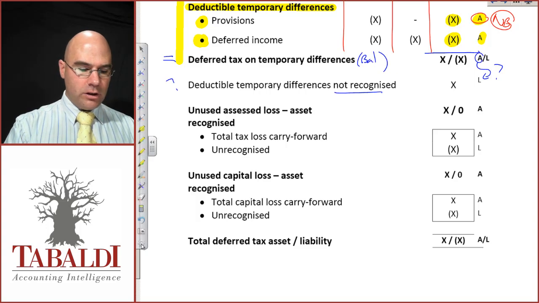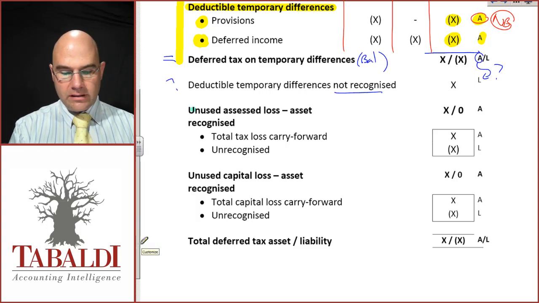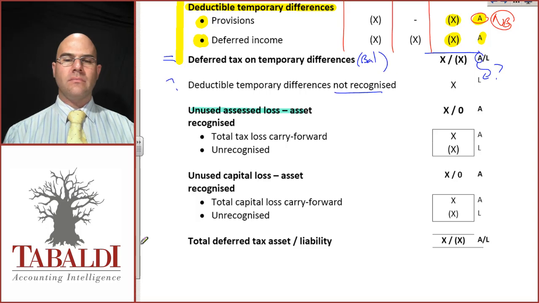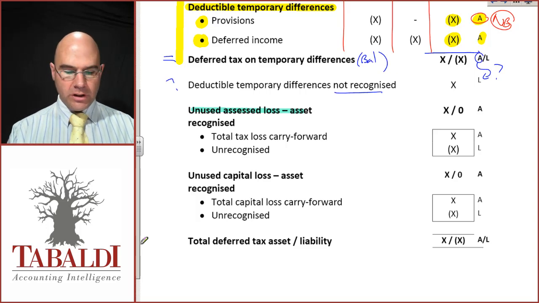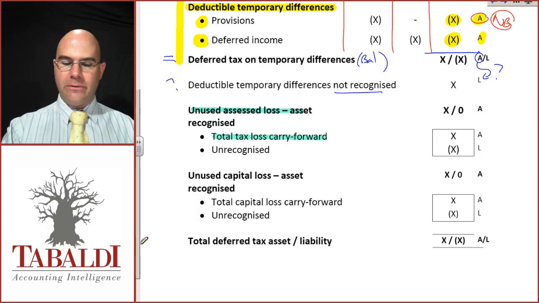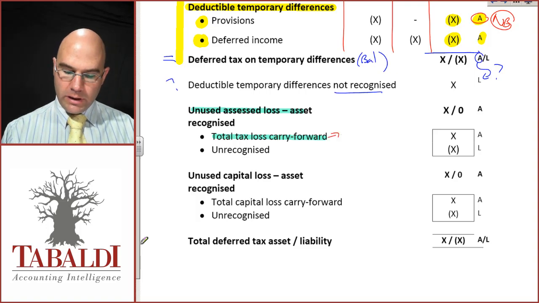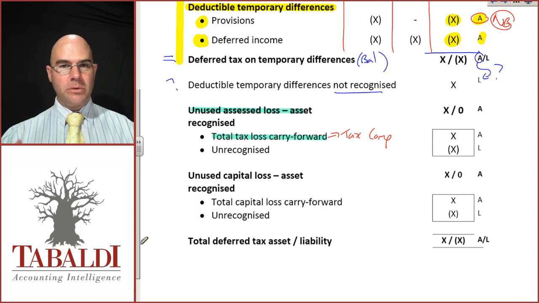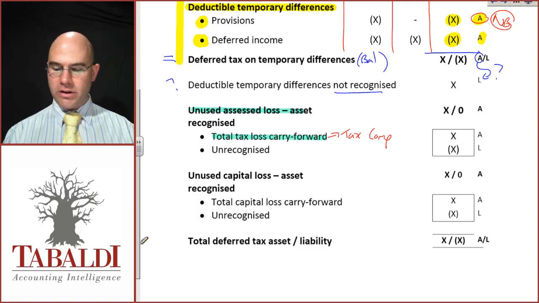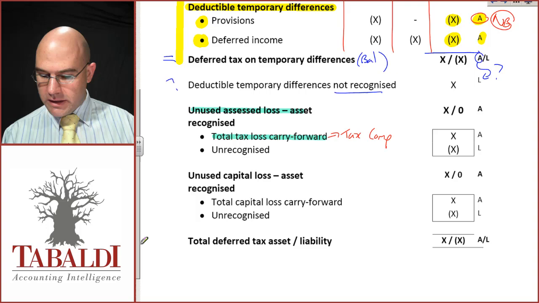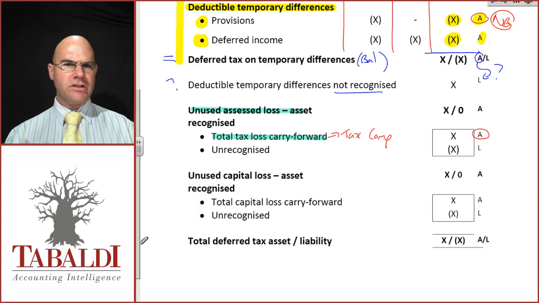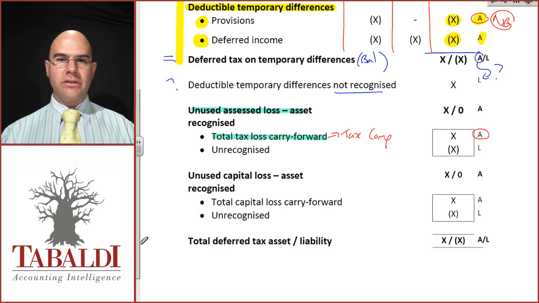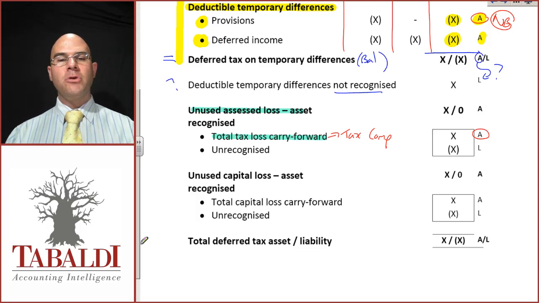Then the next one is to have a look at your unused assessed losses. Now, in simple terms, you will have your total tax loss carried forward. That will come from your tax computation. Again, that is in our next lecture. We'll show you how the tax comp is laid out and works. But that will give rise to a deferred tax asset. Conceptually, an unused tax loss that is recognized this year for tax purposes is a future benefit.